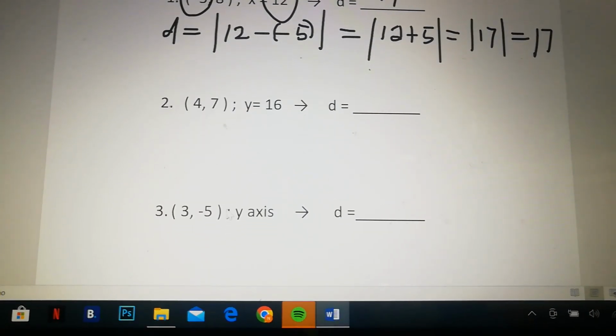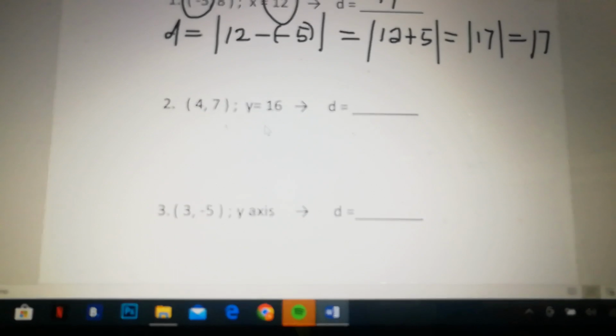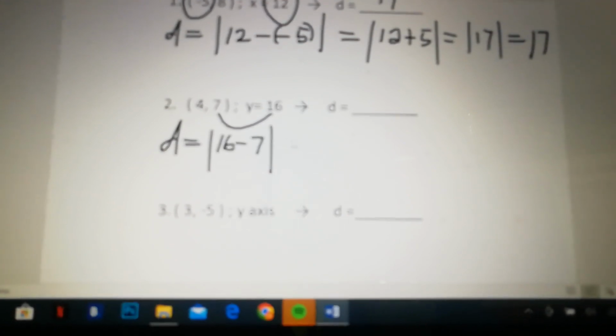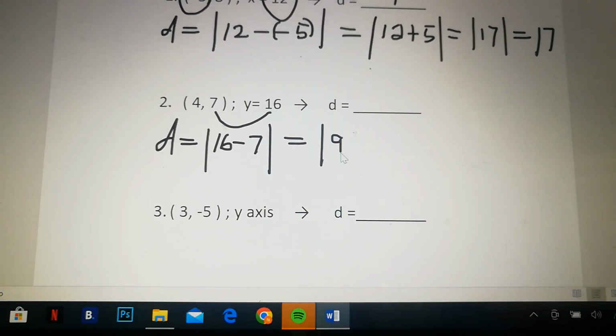Next, y equal to 16. This is a horizontal line, while this point is 4, 7. So the distance is simply the absolute value of the difference of the y coordinates with y equal to 16. So distance is equal to absolute value of 16 minus 7, equal to absolute value of 9, equal to 9. So the distance is equal to 9.